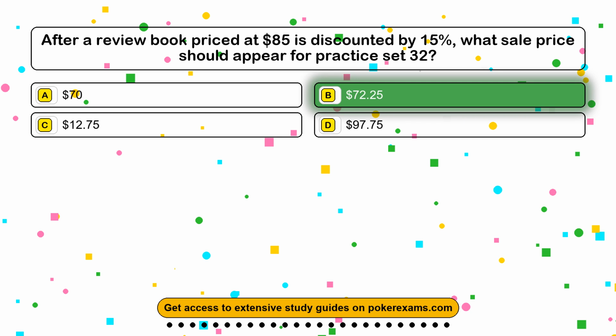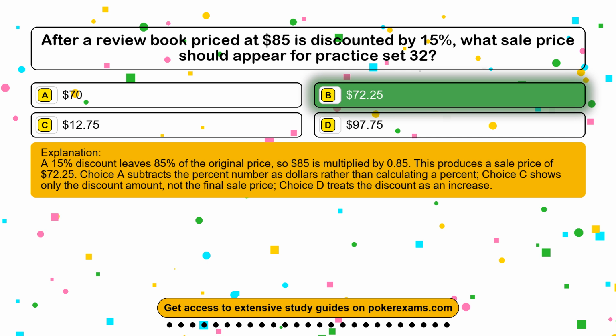$72.25. A 15% discount leaves 85% of the original price, so $85 is multiplied by 0.85. This produces a sale price of $72.25. Choice A subtracts the percent number as dollars rather than calculating a percent. Choice C shows only the discount amount, not the final sale price. Choice D treats the discount as an increase.